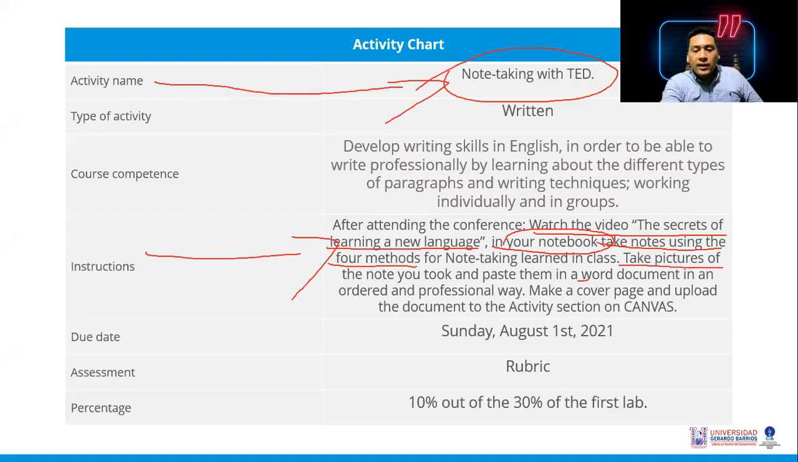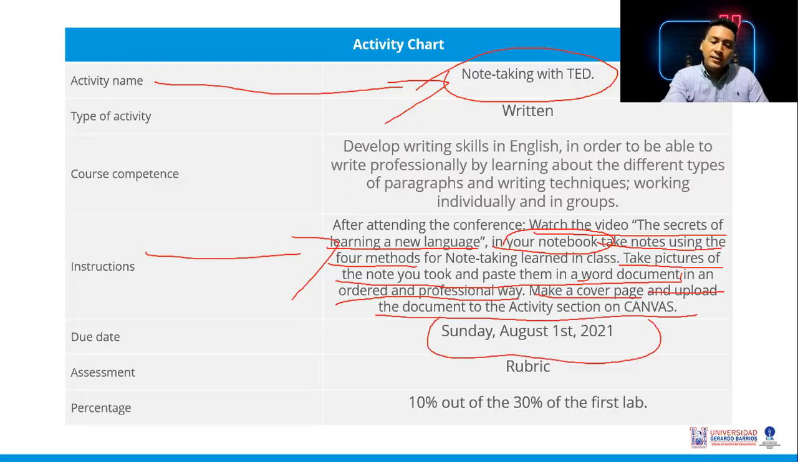Then you're going to take pictures of the notes you took and paste them in a Word document. Now, let me explain this part. You are going to take notes in your notebook, and then with your cell phone, take pictures of the notes, and then put those pictures in a Word document. You are going to order the information professionally. You are going to make a cover page and upload the document to the activity section on Canvas. This is due for Sunday, August 1st of this year, and it is 10% of the first lap.